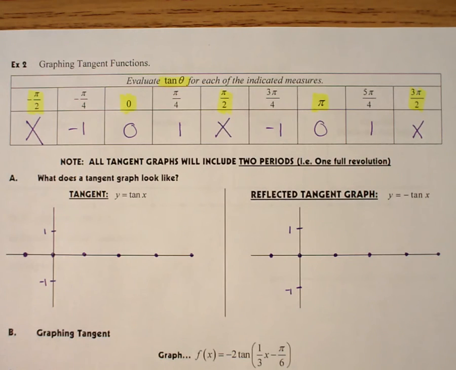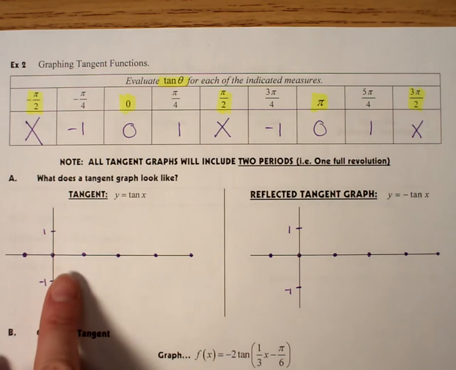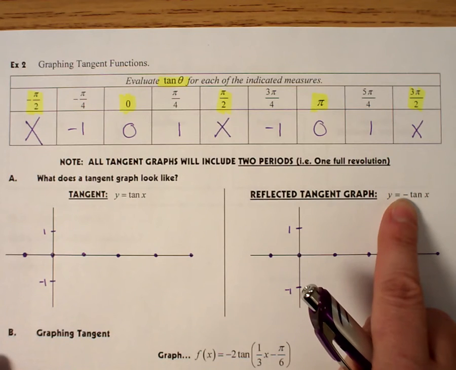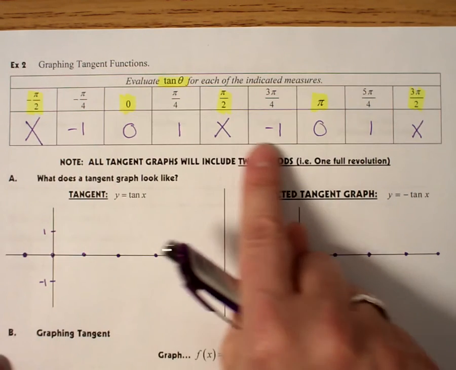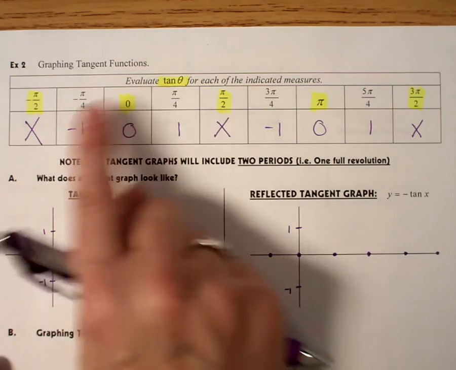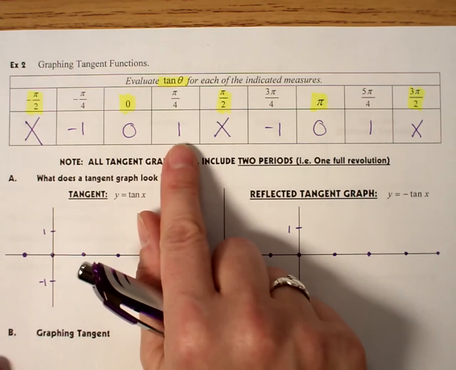On this page of notes, I'm going to investigate graphing the tangent function, and we're going to develop the parent graphs for the tangent function and then also what the reflected tangent graph would look like. As you can see along the top here, I've already filled in this grid. What I did was I evaluated tangent for each of my key values, finding its values on the unit circle.